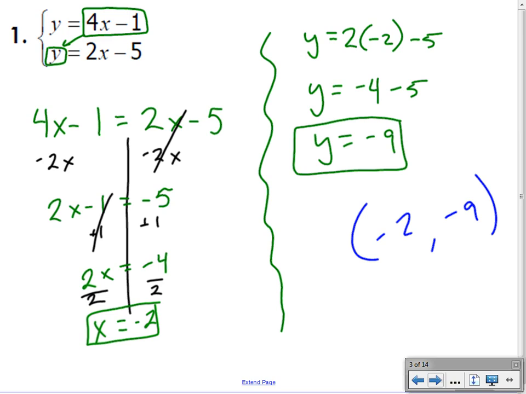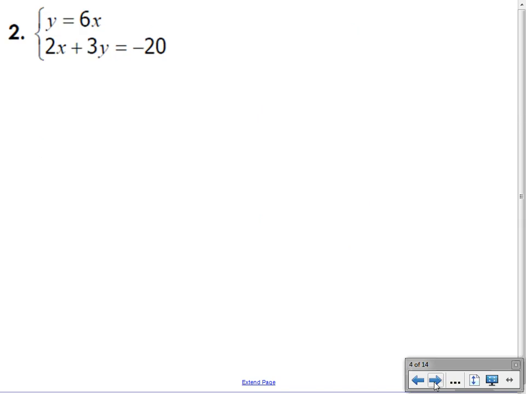So let's look at another example here. Okay, in this system, notice that not both of the equations are solved for y like the previous one. Only the top equation is solved for y. So that's fine. We don't need to solve the bottom equation for y. What we need to do is take what y is equal to in this top equation and substitute it in for y in the second equation.